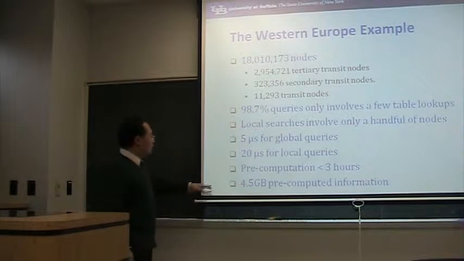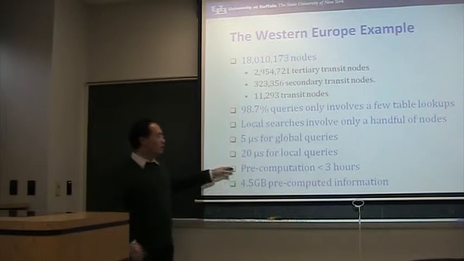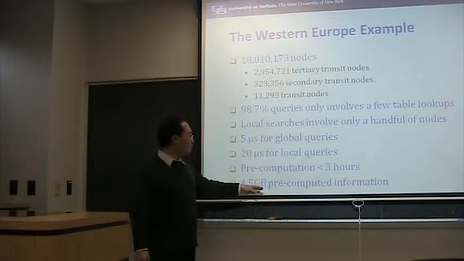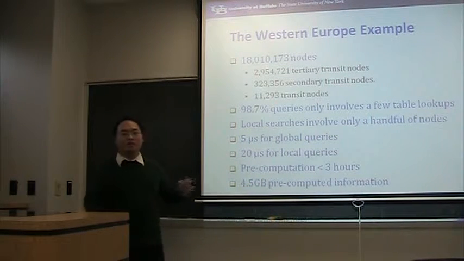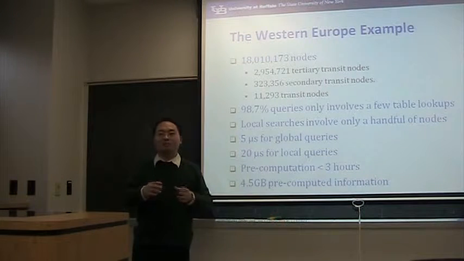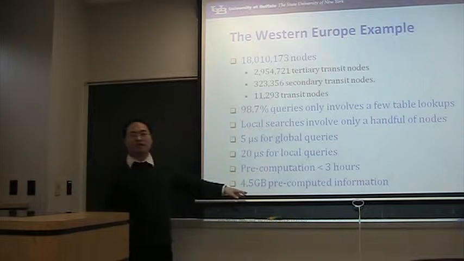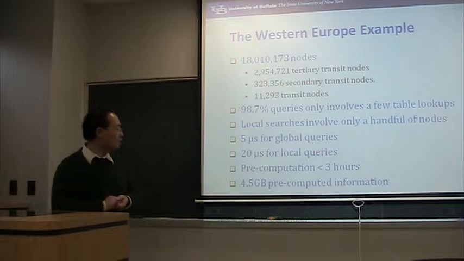To do this, they have to pre-compute some information. That takes less than 3 hours. And the pre-computed information takes 4.5 gigabytes. And that's why on your GPS, you have to store a lot of big files. I think those files contain these shortest path information. That's my guess. I'm not 100% sure.